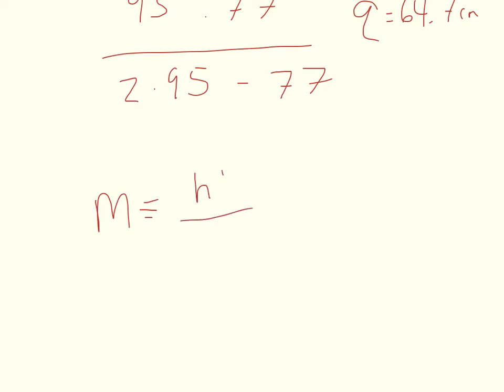Now part 2 wants to know the magnification, and so the magnification is defined as the height of the image, which is h prime, divided by the height of the object, which is h. So the height of the image formed. Now what does this mean? So let me go back to the mirror that we drew.